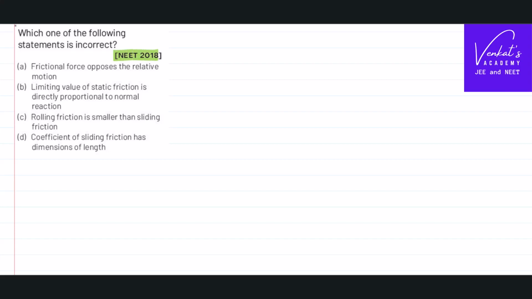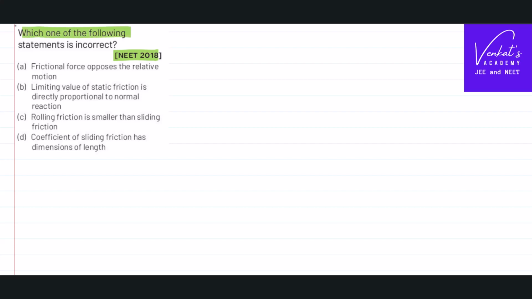The NEET 2083 question from friction. I'm taking up only this question to tell you how easily some of the questions in NEET are given. Otherwise, there is nothing to solve, it's just a basic concept. I'll just tell you what this question is.